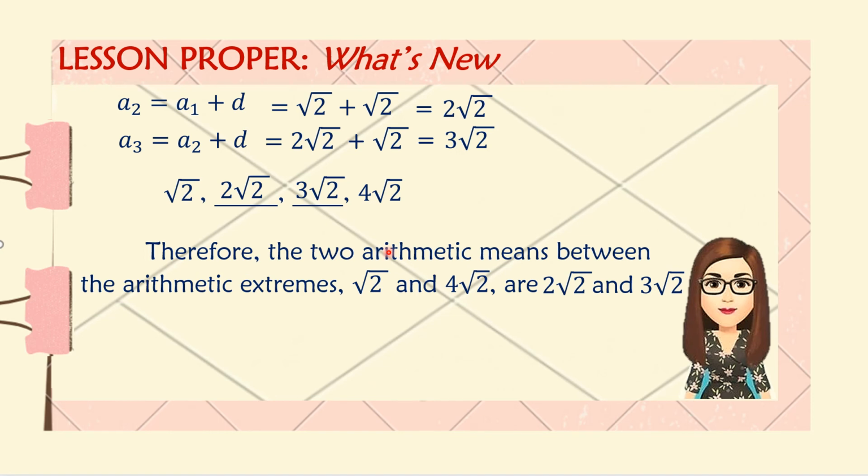So, therefore, the two arithmetic means between the arithmetic extremes, square root of 2 and 4 square root of 2, are 2 square root of 2 and 3 square root of 2. Okay?